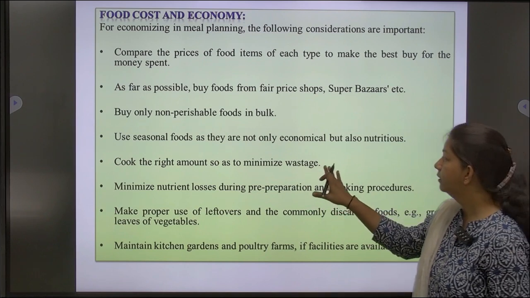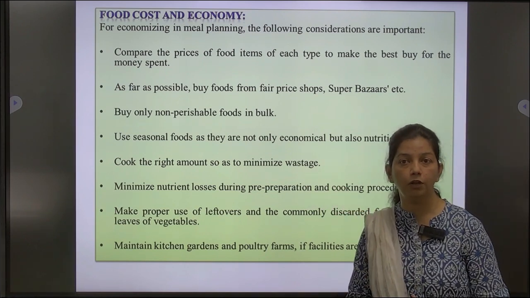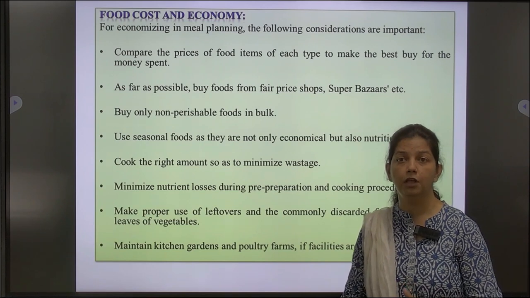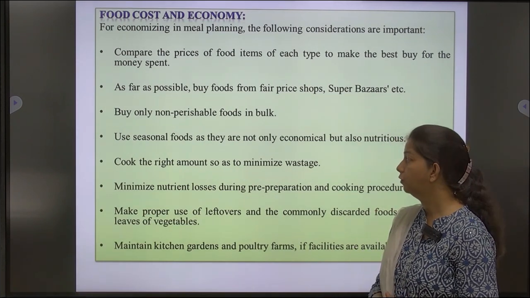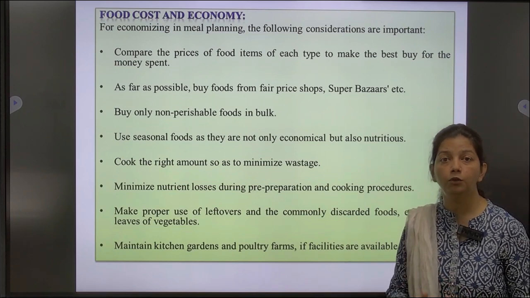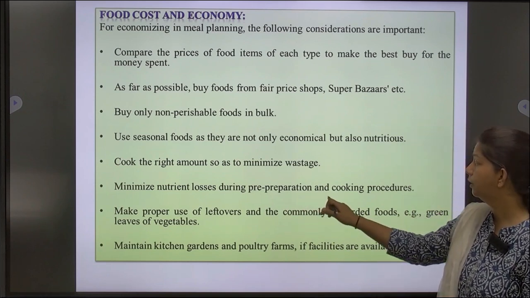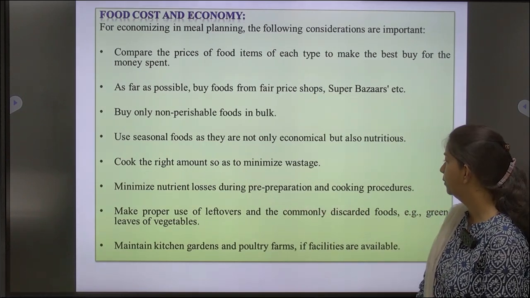Always minimize the wastage. By adopting the right cooking methods and pre-preparation, you can avoid the wastage of food. And always keep in mind the amount of food prepared according to the number of family members. Minimize the nutrient loss during pre-preparation and cooking preparations.